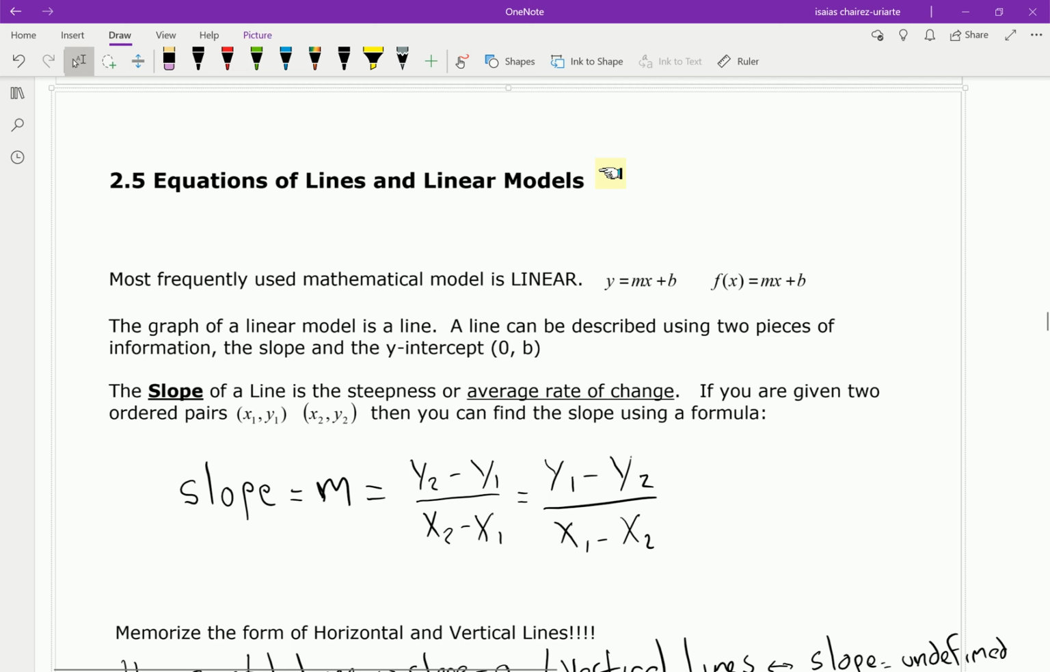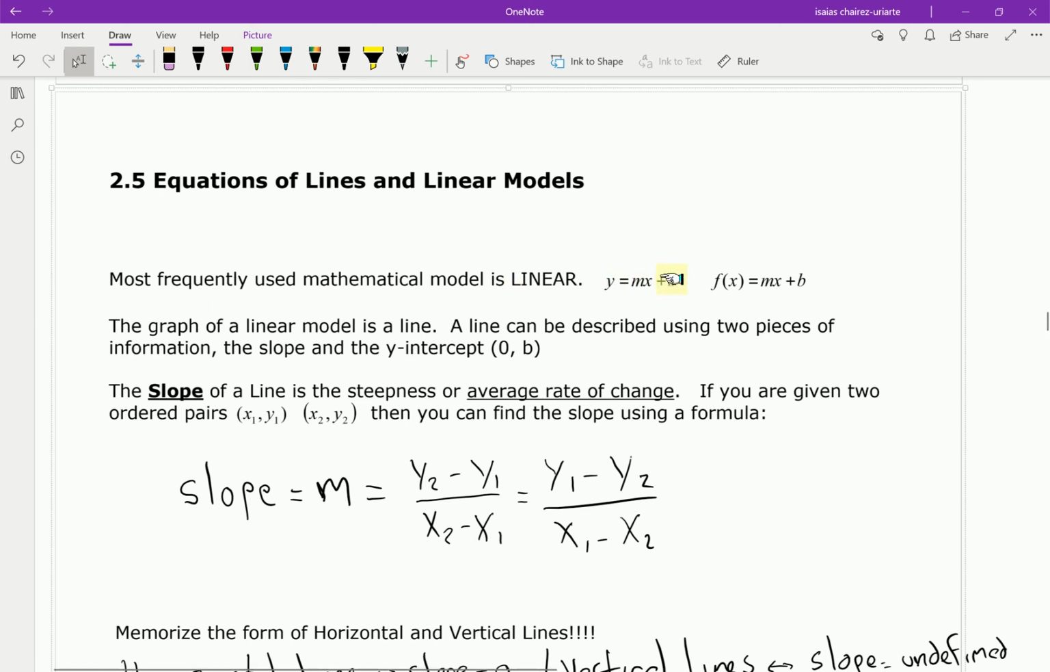Okay, this is 2.5. We're going to be talking about equations of lines and linear models. A lot of the times when we're trying to predict the future by using some math equation, the most sought after model is usually linear. It's just simple to use, and in the short term, it tends to be accurate. So most of our mathematical models that are helpful for predicting future events tend to be linear.